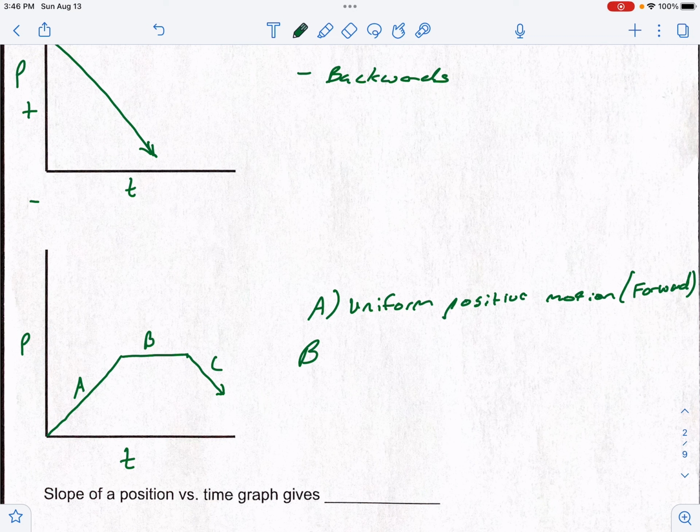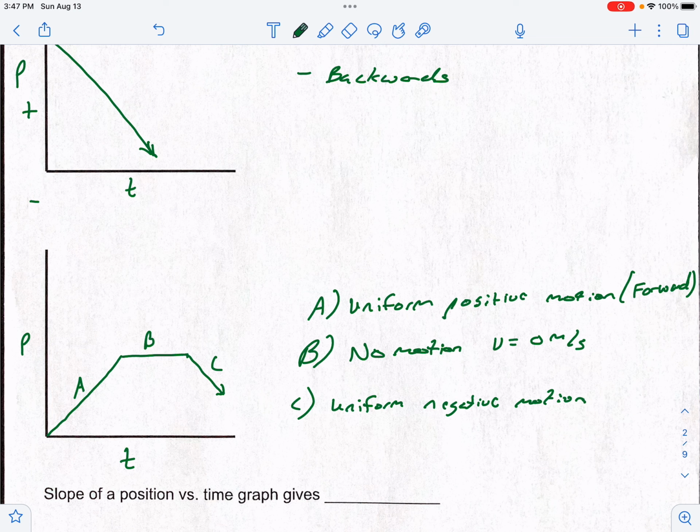And then B, there is no slope, so that means you stopped moving, so there is no motion. Your velocity would be 0 meters per second. And then C means you turned around. Now you're going in a uniform negative motion, because your slope is always the same, it's just a straight diagonal line. But now you're not going forwards anymore, you've turned around and now you're going backwards.